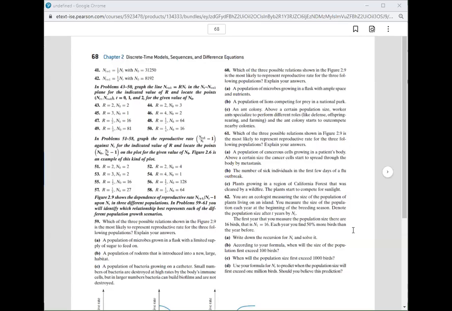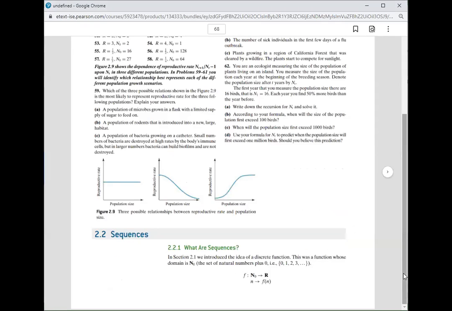Okay, I'm trying to start working on section 2.2. Section 2.2 is about series, I think, right? Sequence. Okay, so I'm talking about sequence.